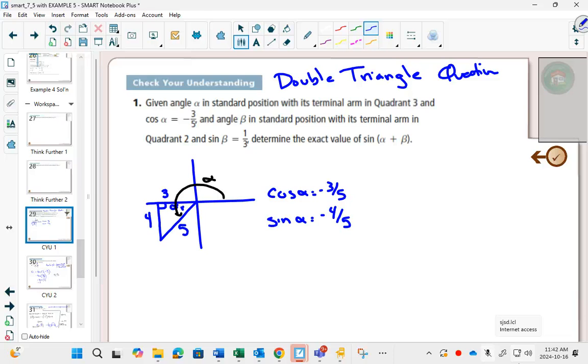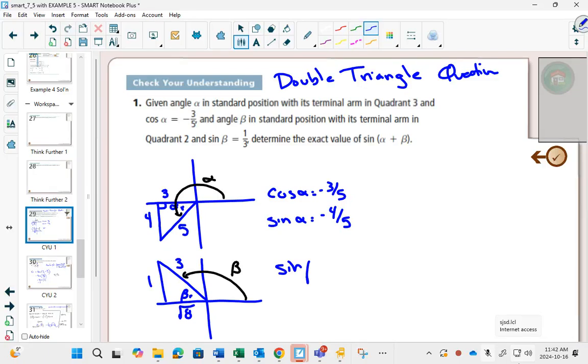Then I draw a triangle for my beta. It tells us that beta is in quadrant 2. Nearest x-axis. This would be my beta reference angle. This is my actual angle beta, but there's my beta reference angle. They tell me that sine of beta is 1/3, so I can label this as 1 and 3. A squared plus b squared equals c squared. We'll get that side length to be the square root of 8. So I already knew that sine of beta was 1/3. I now know that cos of beta is negative root 8 over 3. Again, negative because cos is negative in quadrant 2.